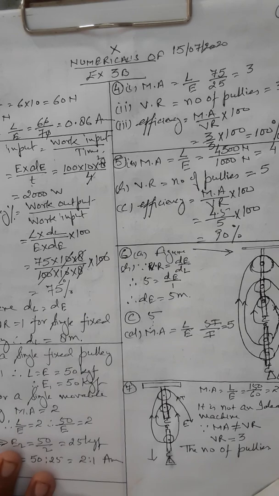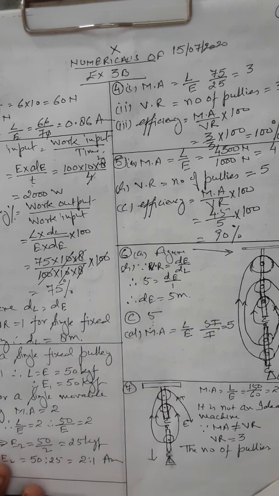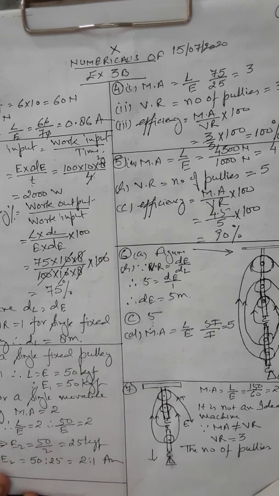The height to which the load is raised in 4 seconds. Here DL is equal to DE, VR is equal to 1. For a single fixed pulley, DL is equal to 8. It is the same height, it will be 8 meters. Clear? Now come to question number 3rd.